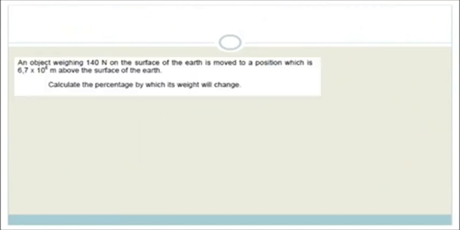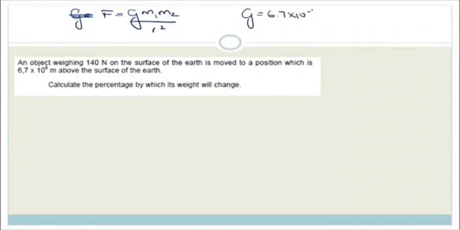And again, just to make it easy for us, I'm going to write down the formula. F is equal to big G M1 M2 over R squared. And big G is 6.7 times 10 to the minus 11. And remember, both of these are on your formula sheet.